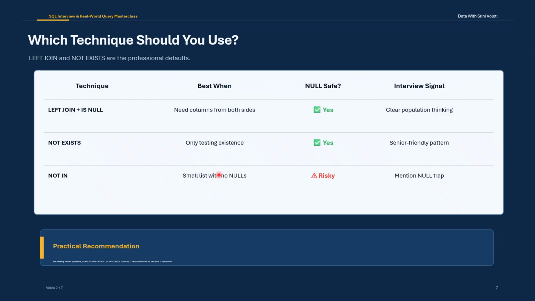The choice is often about readability and business intent, not about expecting radically different performances. SQL Server can frequently optimize equivalent anti-join patterns similarly. The practical recommendation is define the population and grain first, then choose the clearest safe method.